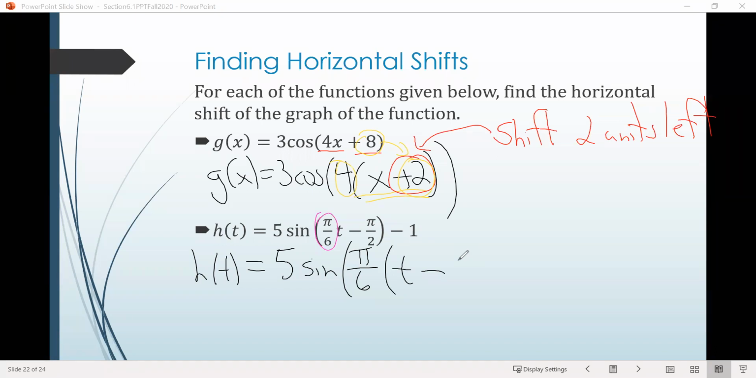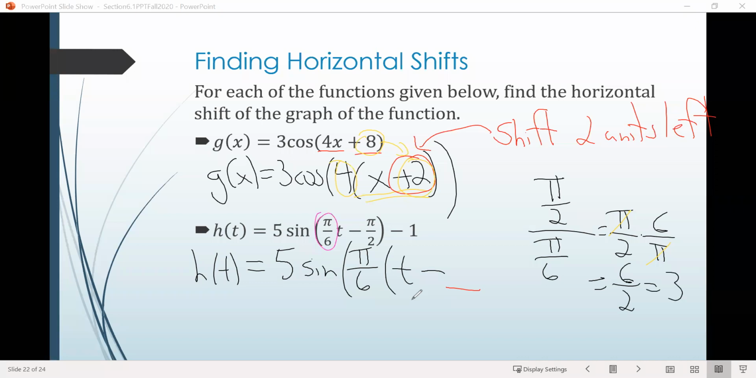To figure out what's going to go inside our parentheses, we take that pi over 2 and divide it by what we're factoring out, which is pi over 6. We're dividing with fractions, so we keep the first one, change division to multiplication, and flip the second one, so it becomes 6 over pi. Here the pi's will cancel, so we end up with 6 over 2, which just equals 3. So this should be t minus 3. Then we have the minus 1 there.